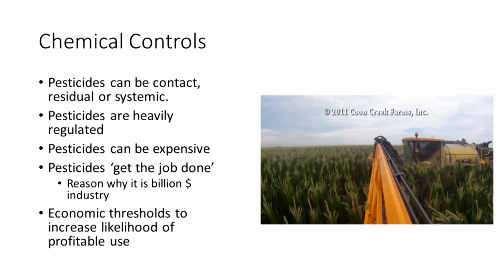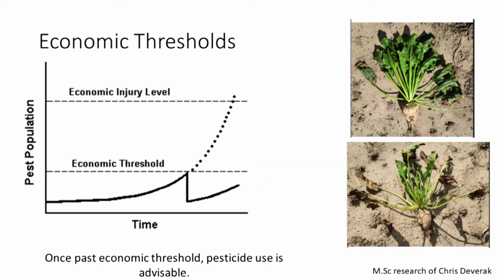Now, because they're quite expensive, farmers and agronomists will typically rely on economic thresholds as a decision tool to say, should I or should I not spray and use this herbicide, pesticide, insecticide, whatever. Typically, the idea of economic thresholds is that once you're past that threshold, then pesticide use is advisable. There's an economic benefit to controlling the pest. And so obviously this is going to depend on what this economic threshold is. It'll depend on the pest.